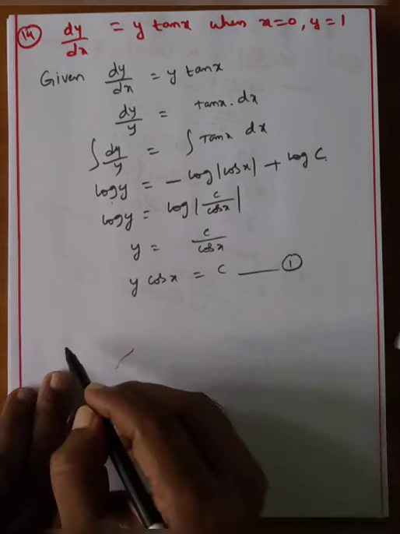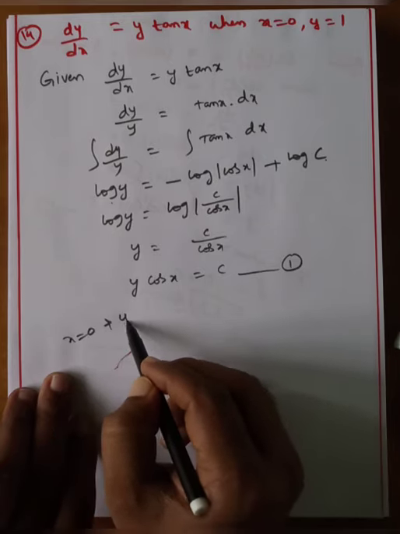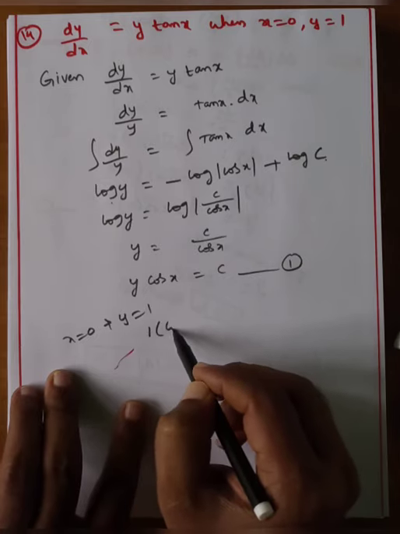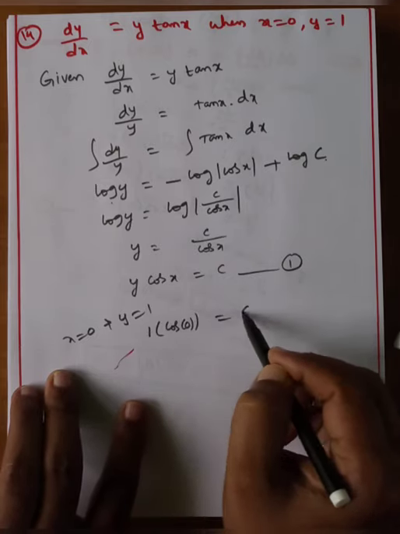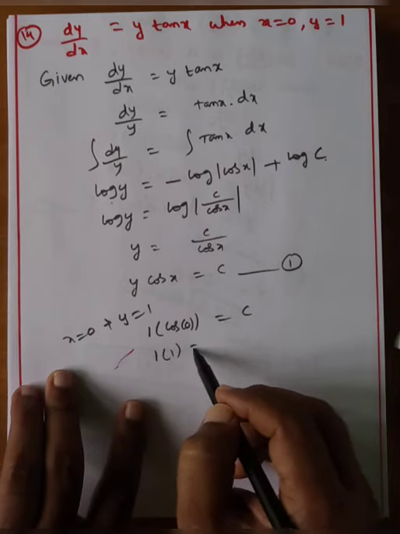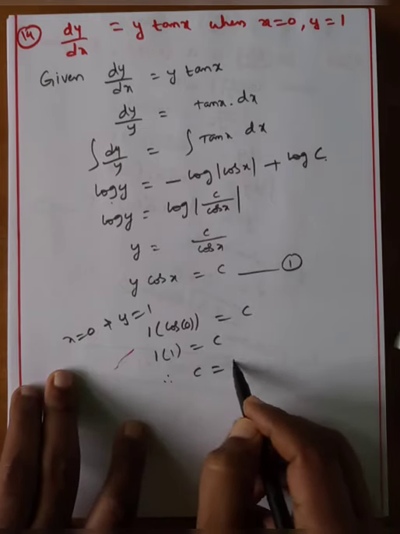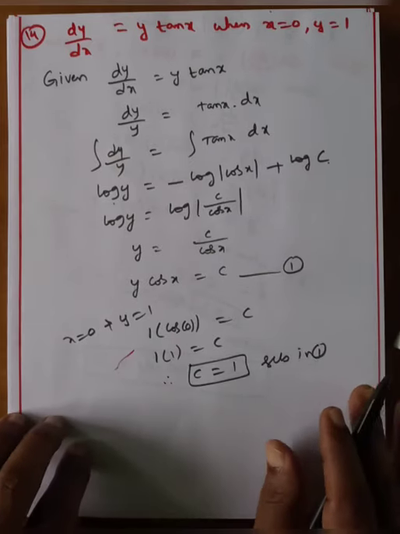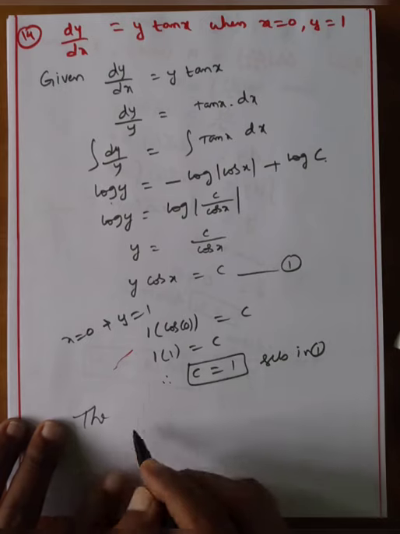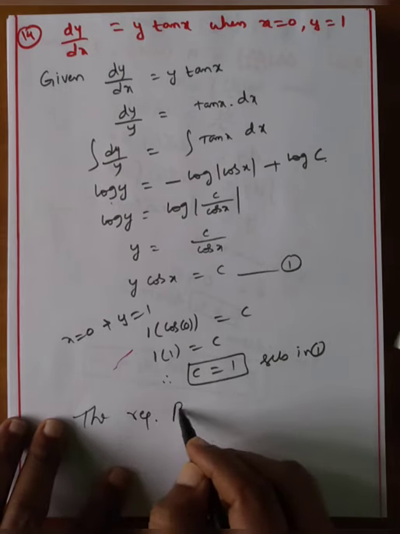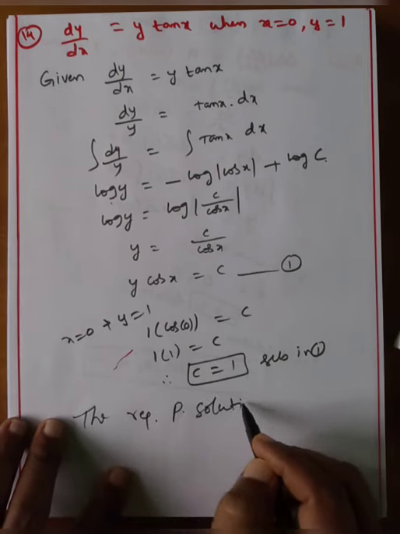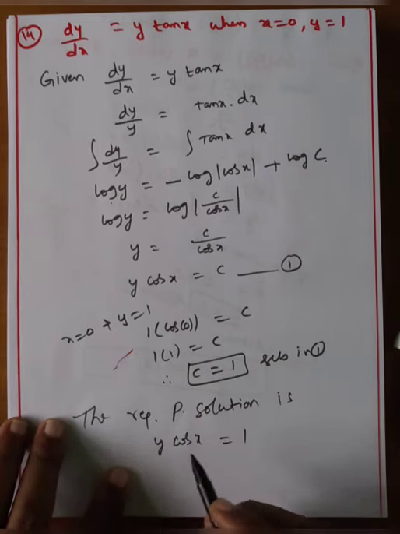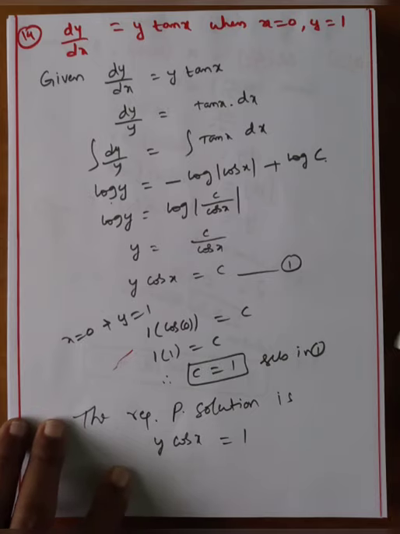Okay, my dear students, now here x is equal to 0 and y is equal to 1, substitute. x is equal to 0 and y is equal to 1 means 1 into cos 0 is equal to c. 1 into cos 0 means 1 is equal to c. Therefore, c is equal to 1. Now substituting in 1, the required solution. Solve means you find the required solution. The required particular solution is y cos x is equal to c, c means 1. Okay, this is the final answer for this problem.